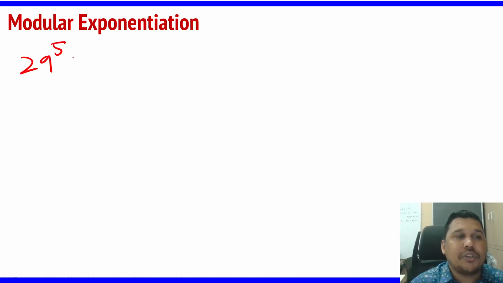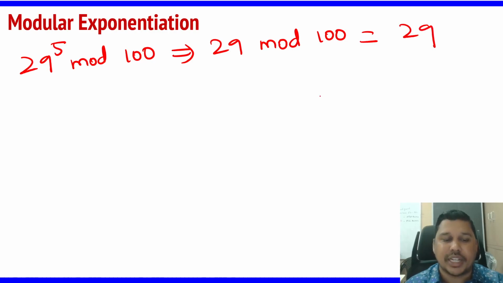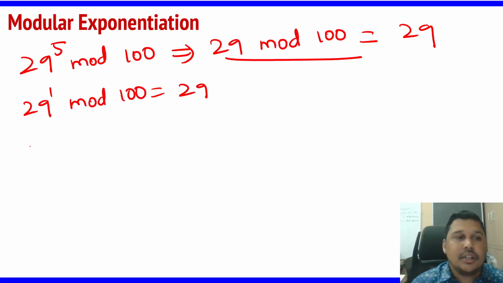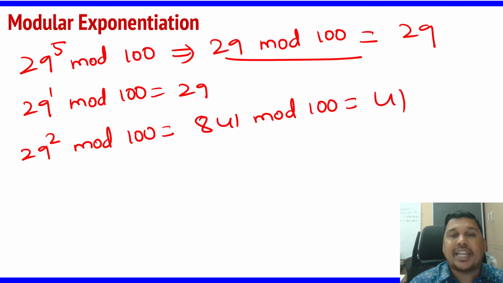So 29 power 5 mod 100. I will try to simplify this. I will skip the exponent and just calculate 29 mod 100. You get 29 itself, because you cannot reduce it. So 29 power 1 mod 100 is 29, which we have already calculated. Then 29 power 2 mod 100: 29 into 29 is 841, mod 100. So the value will be 41, the smallest number we get.